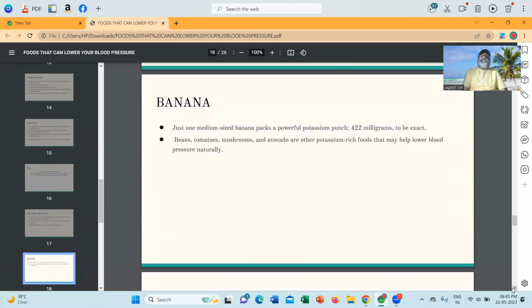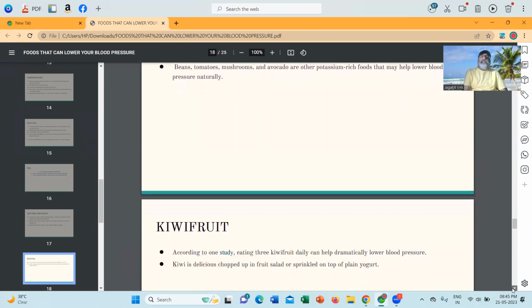Banana. Just 1 medium-sized banana packs a powerful potassium punch, that is 422 milligrams to be exact. Beans, tomatoes, mushrooms, and avocado are other potassium-rich foods that may help lower blood pressure naturally.